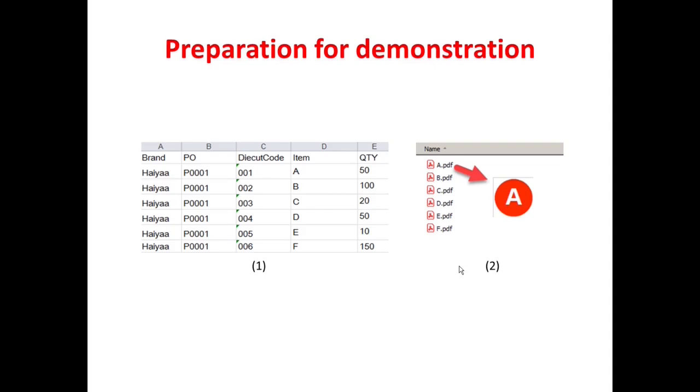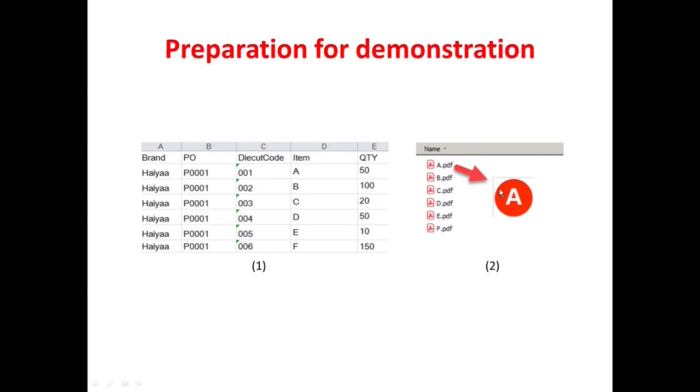Okay. Before the demonstration, we have two sets of files. One is an Excel file. It's an order file. We have the die cut code. The item number is ABCD. Actually, it is a label PDF file name. You can see besides ABCDEF, of course, we have a quantity description. Here is the QTY. This is an Excel file.